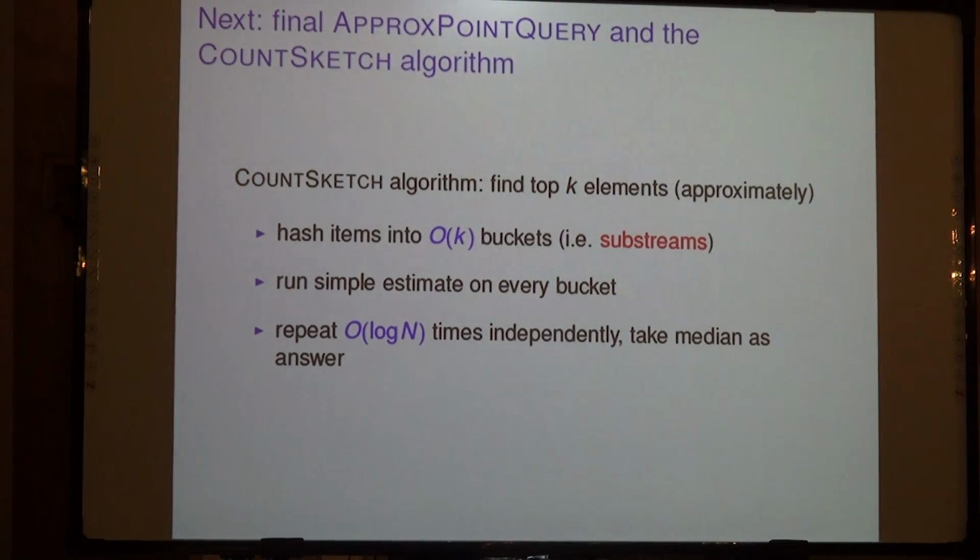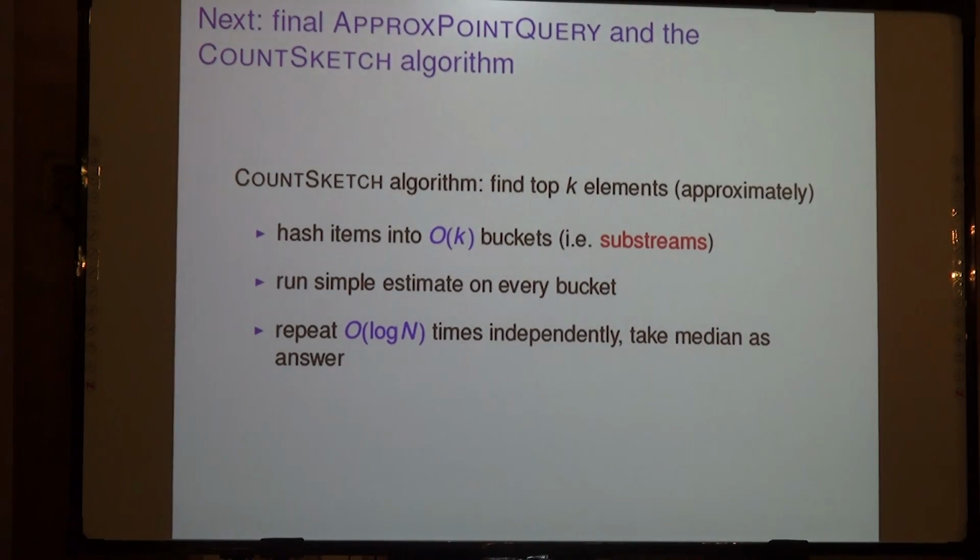Let's fix this. This is the final ingredient that we need to get the count sketch algorithm. And the ingredient is this. Before applying this simple estimate, we will subsample the stream. We'll do this by hashing the universe of items into a number of buckets. If we're looking to find the top k elements, then we'll hash into order k buckets. Think of 100k buckets. We'll look at the m data items and just hash them. Then we run this simple estimator, but not on the entire stream, but on every single bucket.